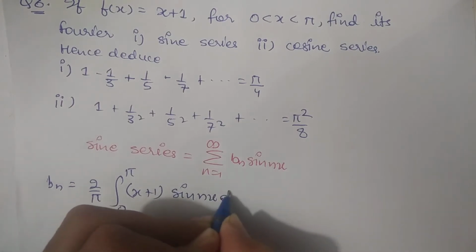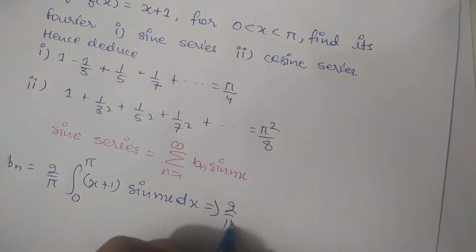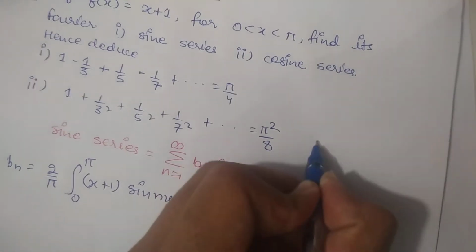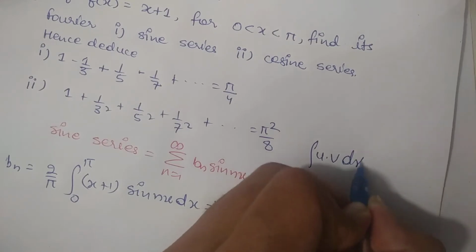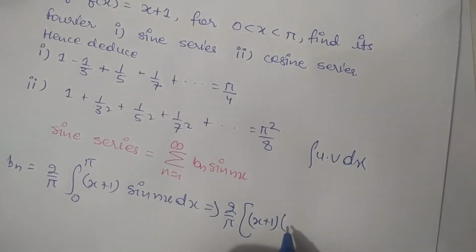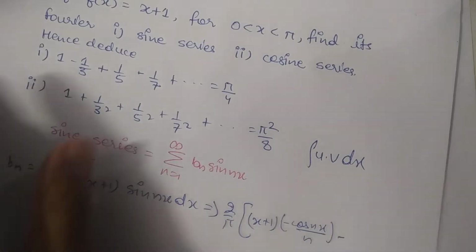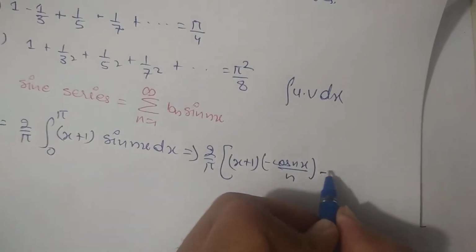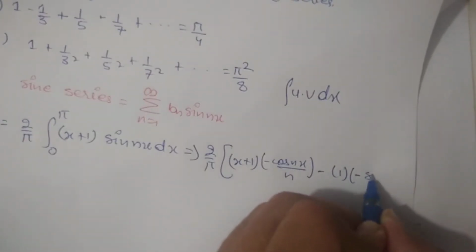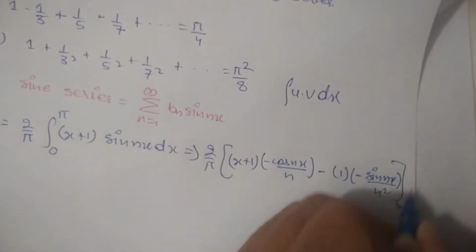Okay, so I am just going to integrate this, and this will turn into 2 by pi, which I will take outside, and inside I am going to apply the product rule for the two functions. So this will be x plus 1 times the integration of the second function, which is minus cos nx by n. Now putting a minus over there, the differentiation of the first function will be 1, and the integration of the second function will be minus sin nx by n square. Now putting the limits 0 to pi.